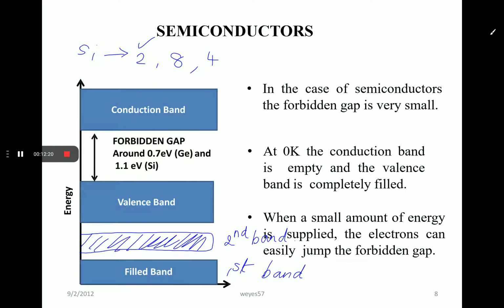And the third band is known as the valence band. An additional band is called the conduction band. It is shown above the valence band. You can see this is the conduction band, which is above the valence band. The valence band will have four electrons for each outermost shell, and that will have a band of energy levels, which is represented by the valence band.